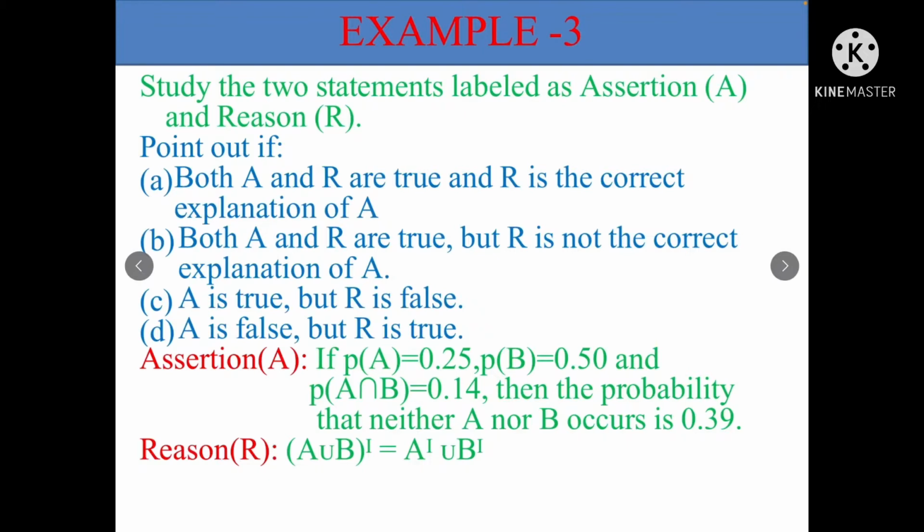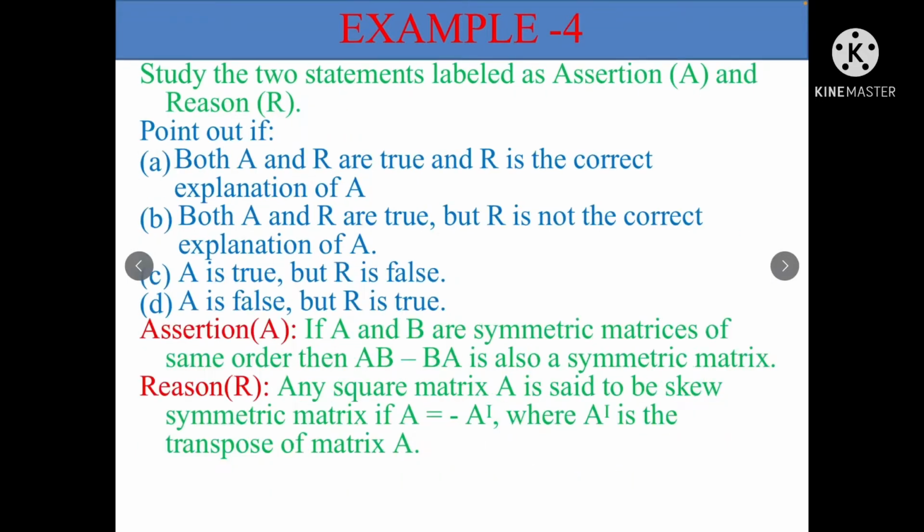It is given that (A union B) complement equals A complement union B complement, which is false. This is not De Morgan's law actually. De Morgan's law is (A union B) complement equals A complement intersection B complement. So here the assertion is true, but R is false.